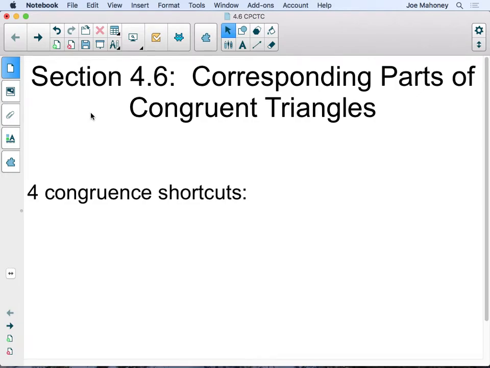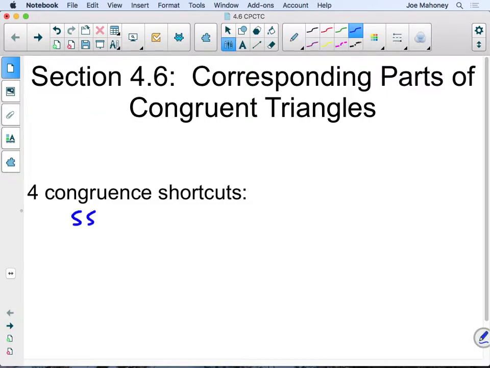So after spending time figuring out what makes triangles congruent, we want to take the next step now. We have 4 congruence shortcuts that we remember: side, side, side; side, angle, side; angle, side, angle; and angle, angle, side. Those are our 4 methods to prove triangles congruent.